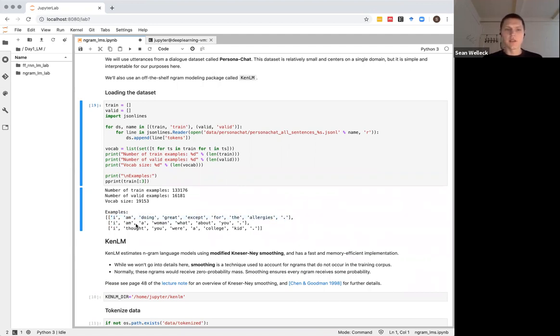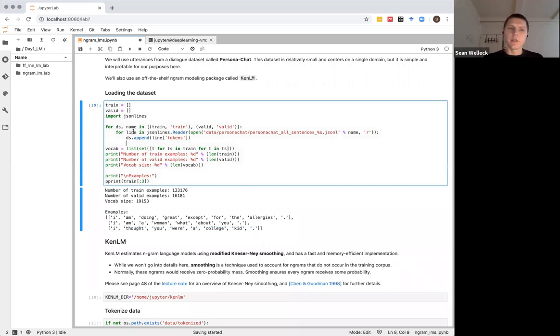Second sentence, "I'm a woman, what about you?" Third, "I thought you were a college kid." So the whole data set just consists of these kind of seem like things that people would say. That's actually how the data set was constructed, with just having people talk to each other. But you can see that this is very similar to what we did above. Now just instead of A, B, C, now we have actual words.